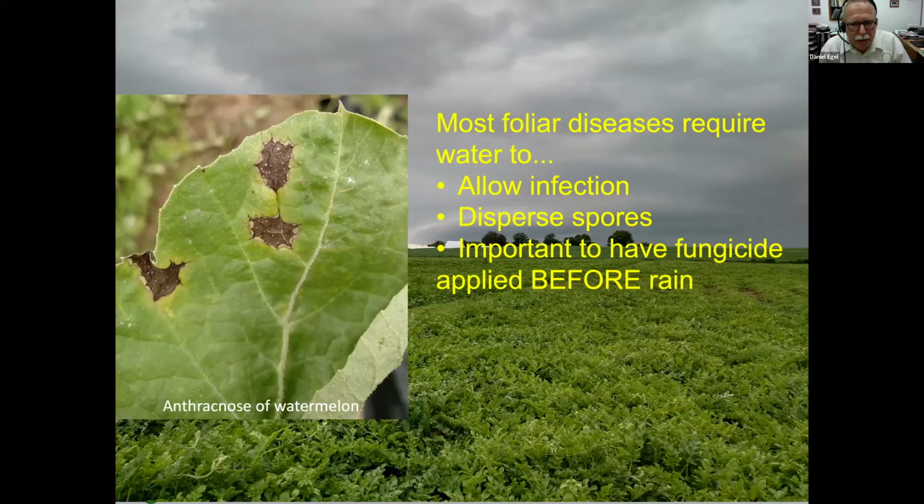Rain is then necessary to disperse those spores. So if you imagine a raindrop hitting these lesions here, it would splash the spores to other leaves. So rain is just the critical component of spreading most foliar diseases of vegetables. So if you decide to zone out here, the most important point is if at all possible, have your fungicides applied before the rain, not after, before the rain, because rain is where you most need those fungicides to protect the leaf.